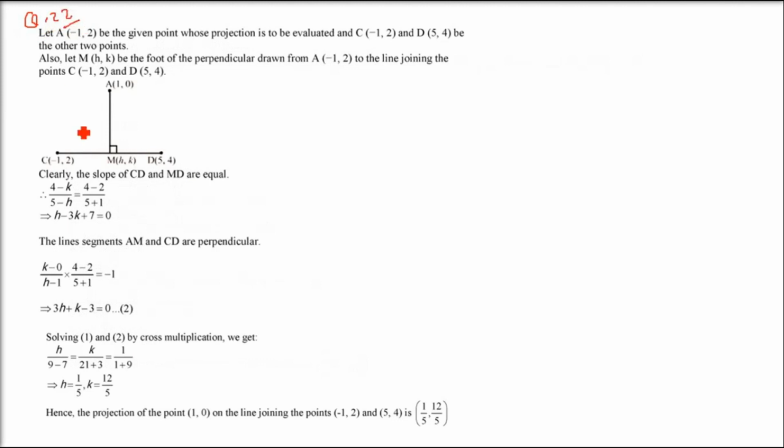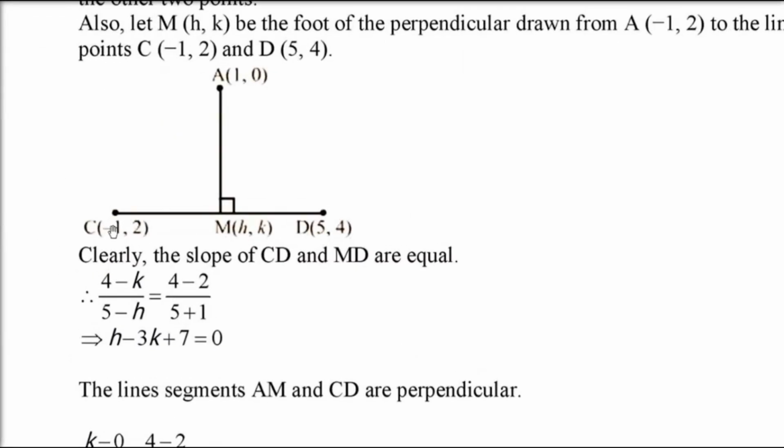This is question number 22. It is given that find the projection of the point (1, 0) on the line joining the points (-1, 2) and (5, 4). Let us understand the diagram. This is the projection, (h, k) needs to be found out. This is (1, 0), and let us say the foot is (h, k).